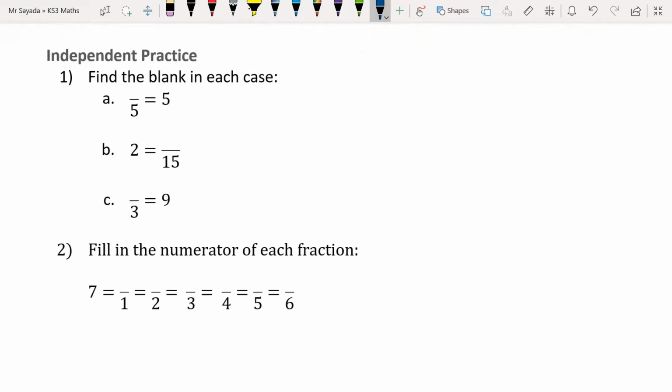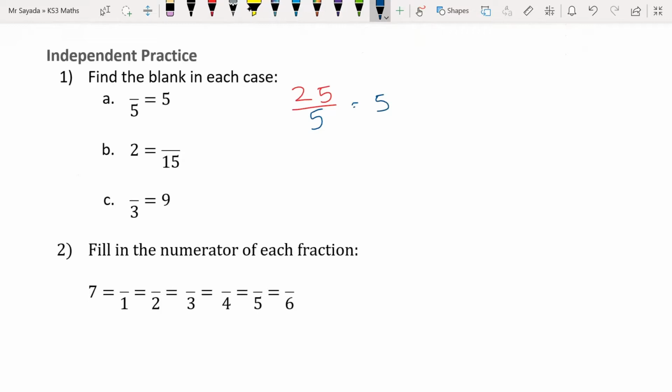You should have now done these questions, so let's go through them. So something over 5 equals 5. So something divided by 5 equals 5. So that something must be 25. 25 divided by 5 equals 5. So the answer is 25.